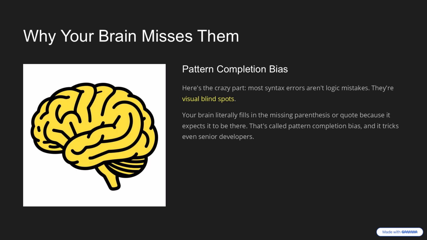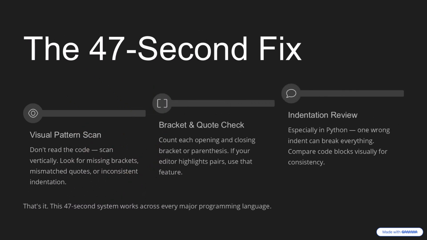So how do you fix syntax errors fast? Use this 3-step method. Step 1, visual pattern scan. Don't read the code, scan it vertically. Look for missing brackets, mismatched quotes, or inconsistent indentation.